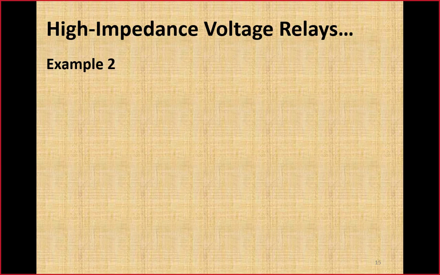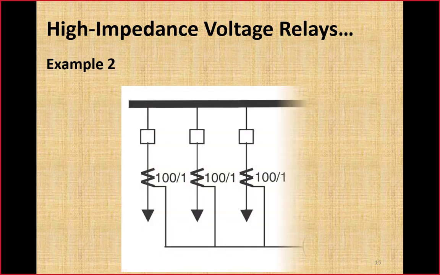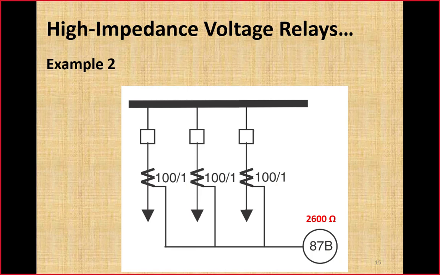Next we solve another example. That example is important. It is given that a bus has 3 circuits connected to it. The CT ratio in all the 3 circuits is the same, that is 100/1. It is being protected with the help of a high impedance voltage relay, and the impedance of that voltage relay is given as 2600 ohm. Further, it is given that the leakage impedance, including the leads impedance, for each of these CTs is equal to 2 ohm.